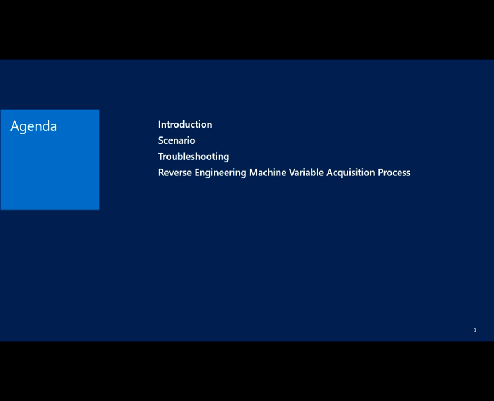So let me first set the scenario, then we'll go into actually walking through it. In my customer's environment, they called me and said, "Hey, I have a problem. My process is to set up machine variables that are then used to drive the imaging process through my task sequence, and that all works great, except right now it's not." And this had actually happened before.